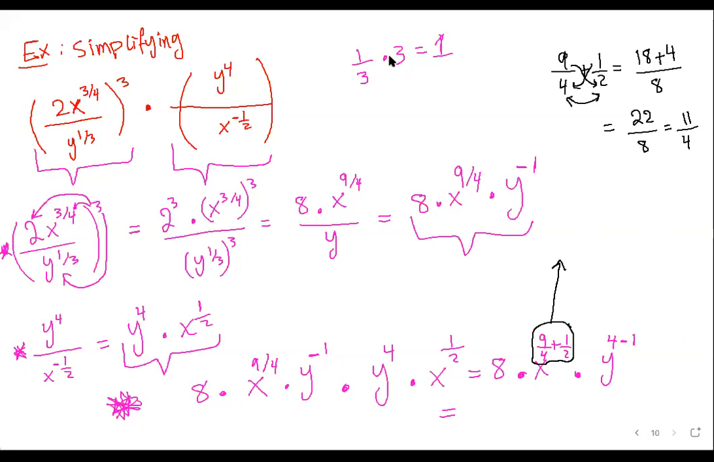So the answer for this question is 8 times x to the power 11 over 4 times y to the 4 minus 1, which is 3. This is the answer. Any questions? No questions, I think.